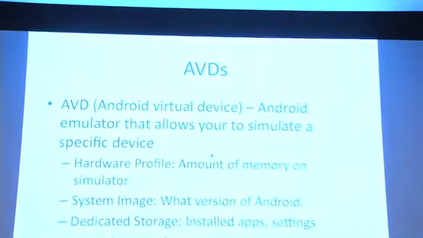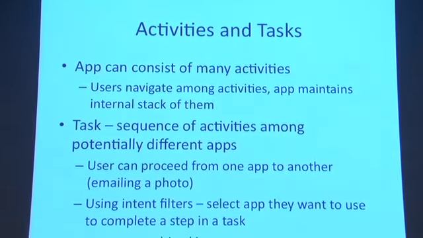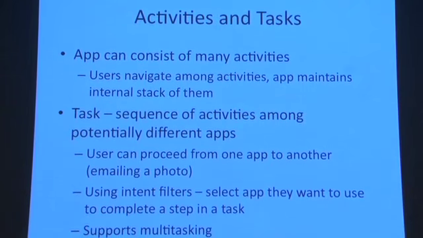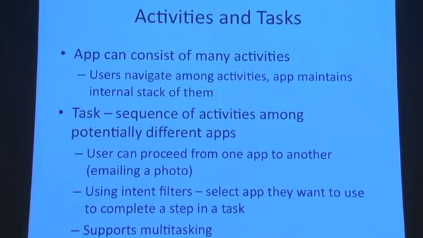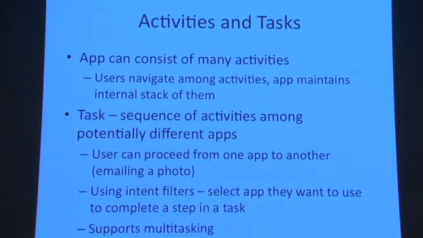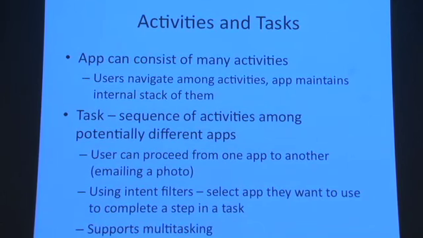Okay. So as you see, an app can consist of many activities. Users navigate among activities by interacting with them, maybe something special happens, such as a button getting clicked. And the app maintains an internal stack of them. That's when you can press the back button, it'll go through that activity stack and show the one that you just had.